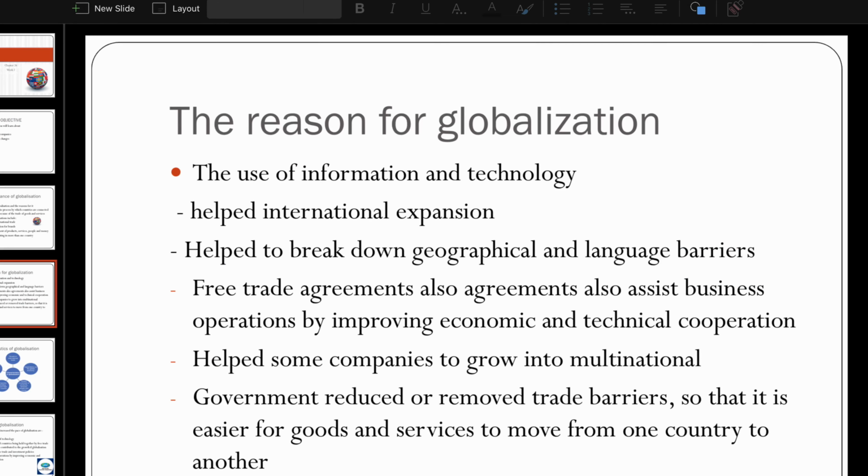Like I told you just now, the use of information technology helped international expansion and helped to break down geographical and language barriers. Free trade, that means free buying and selling agreements with other countries, also assists business operations by improving economic and technical cooperation. It also helps some companies to grow into multinationals. Governments reduced or removed trade barriers so that it is easier for goods and services to move from one country to another.